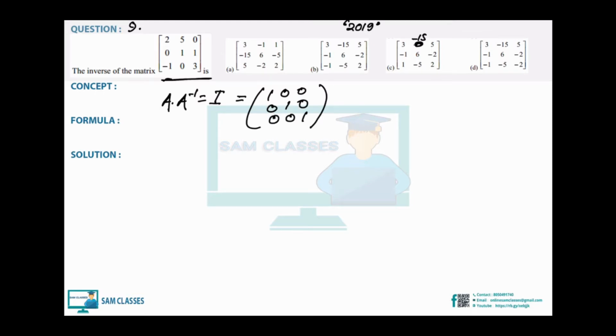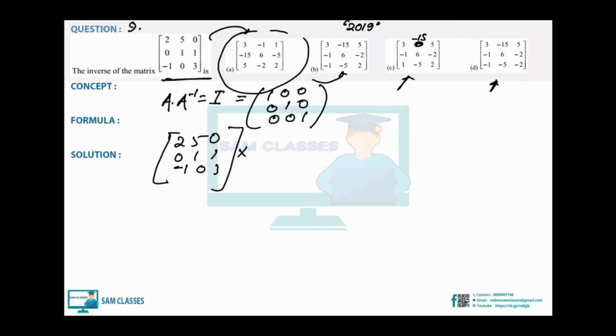Now first I already have this one, 2 5 0, 0 1 1 and minus 1 0 3. So if I multiply with whatever options are available here, I should get this I matrix, the identity matrix. In this case, I can't solve all four options. The first option is entirely different, so it won't be the answer. Now coming to the third, if you see, all the values are the same, but the last few values are a bit changing. This value is a bit changing, and the last value is also a bit changing.